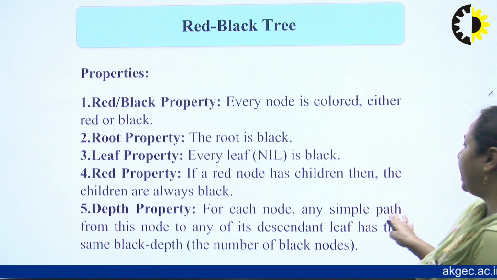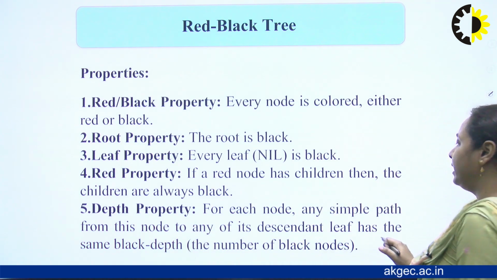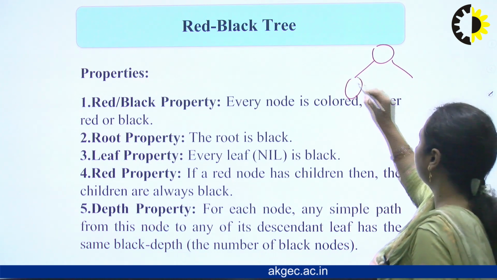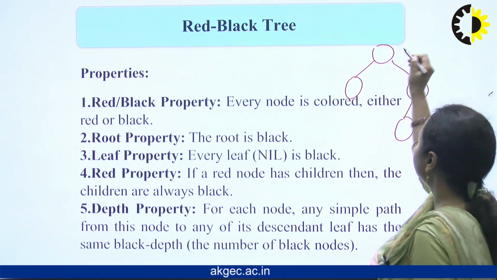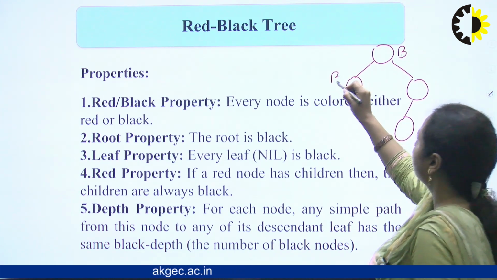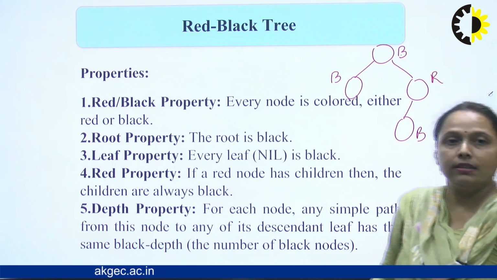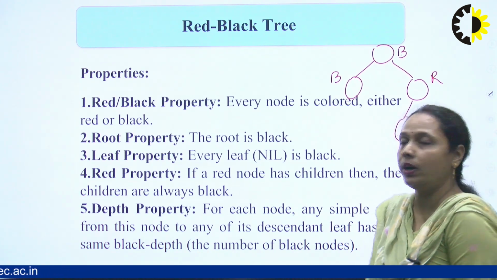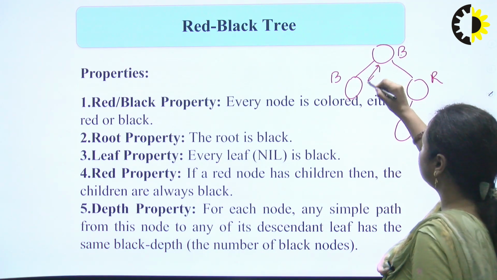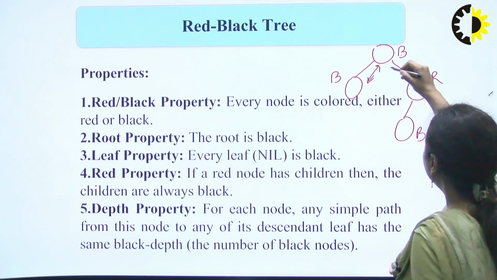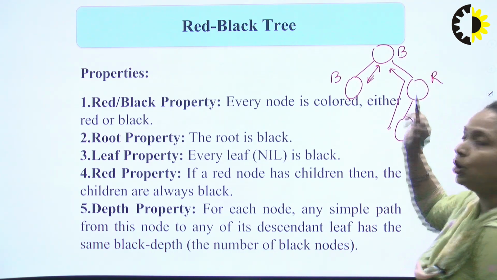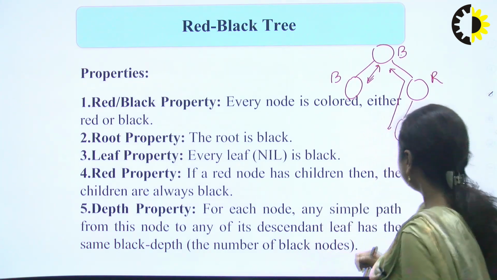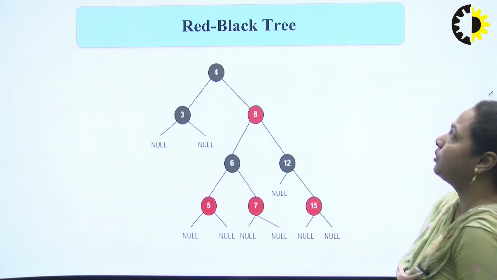That is, for each node, any simple path from this node to any of its descendant leaf has the same black depth. Means if I am drawing a tree like this, and I am saying this is black, this is black, this is red, and this is black. So from whichever path I calculate, the number of black nodes is equal. If I consider this path, how many black nodes are there? 2. If I consider this path, how many black nodes are there? 2. If I consider this path, again I have 2, that is nil node.